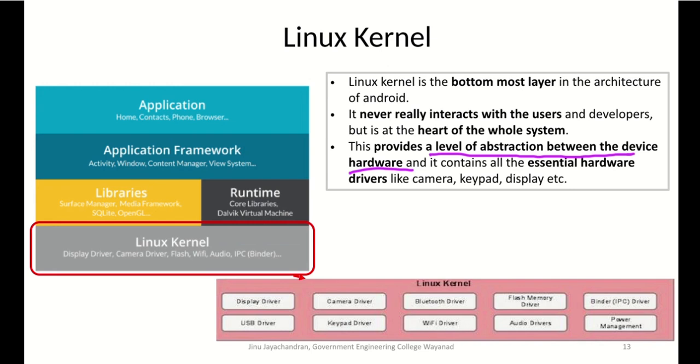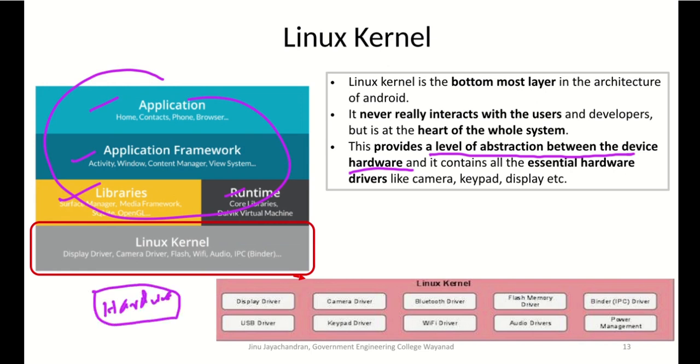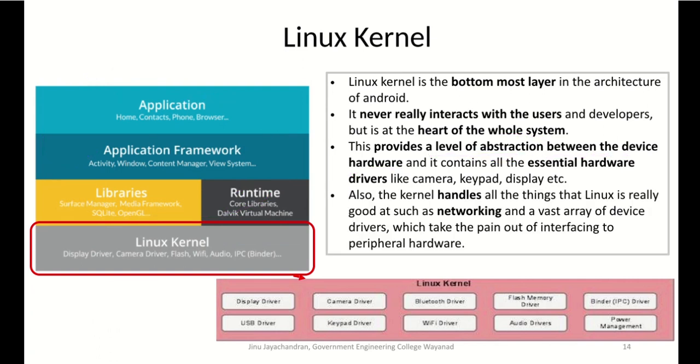Whatever is above the Linux kernel, libraries, application framework, etc., is the software part. And you can see that there is some kind of hardware which sits underneath it. So the Linux kernel provides an abstraction, it hides the hardware from all other layers. And the kernel also handles all the things that Linux is really good at, such as networking, device drivers, and interfacing to peripheral hardware. So all the interfacing and the networking is done in the Linux kernel.